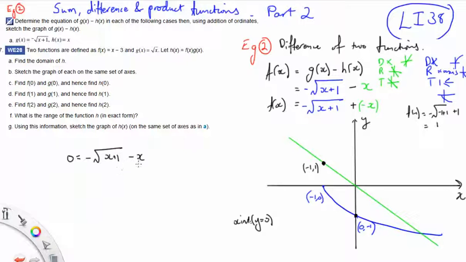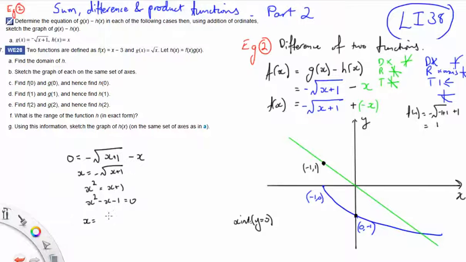Let's see, so x equals negative root x plus 1. Let's square both sides. We get x squared equals x plus 1. Then you get x squared minus x minus 1 equals 0. What are you going to do there? Yeah, it's not going to be pretty. You'd have to use the quadratic formula.